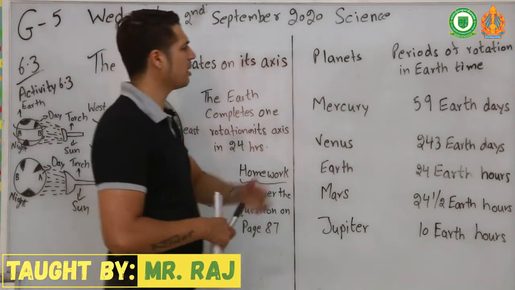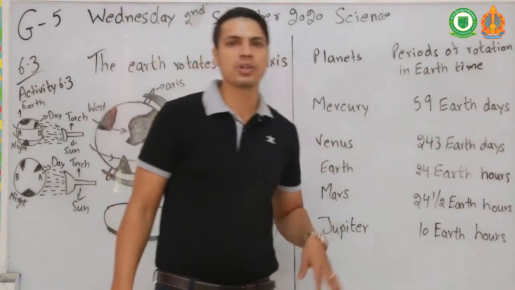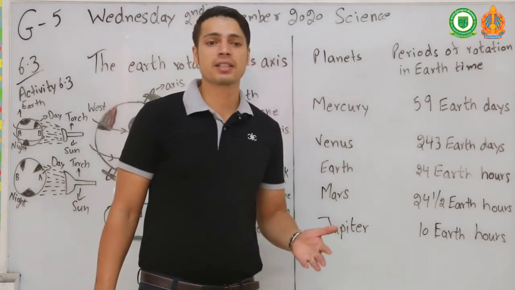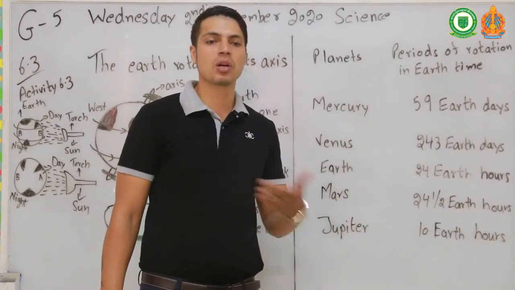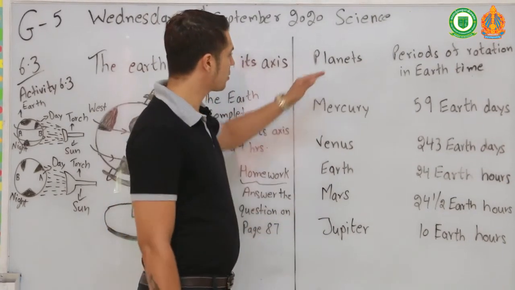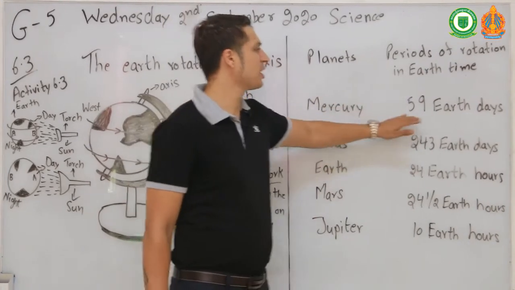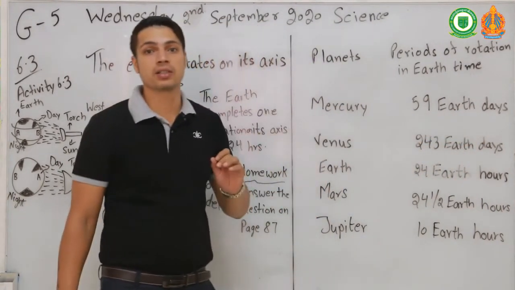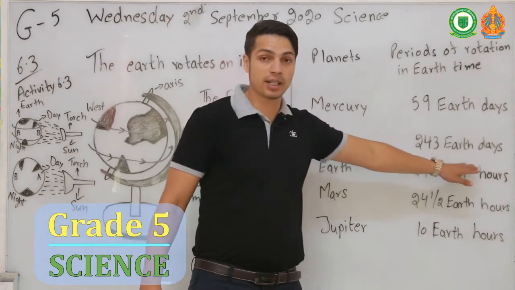And planets, different planets. We have 8 planets in our solar system and all of them rotate on their axis, but they have different speeds and different times to complete one rotation. So here are some planets and their times. Mercury, 59 Earth days. Earth days means 59 Earth days. Venus, 243 Earth days.